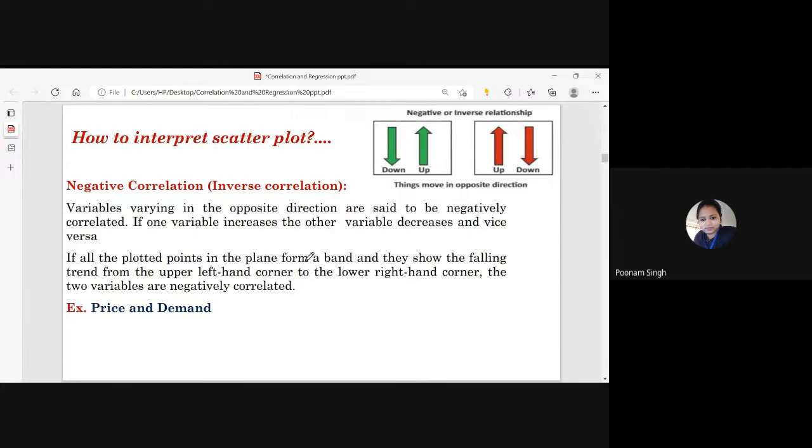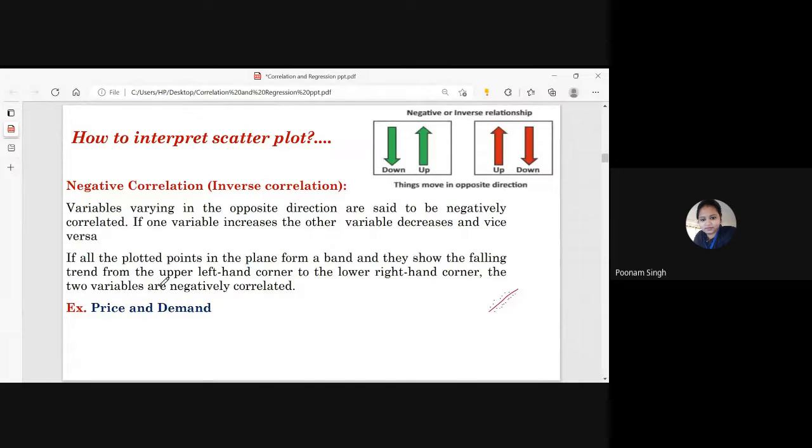Next one is negative correlation or inverse correlation. Just opposite to the previous one that we have seen. Always remember that on your scatter diagram, the closer the points lie to a straight line, the stronger will be the relationship between the two variables. Okay, so negative correlation is opposite to that of the previous one, that is positive correlation. It is also called the inverse correlation. In this, things move in opposite direction.